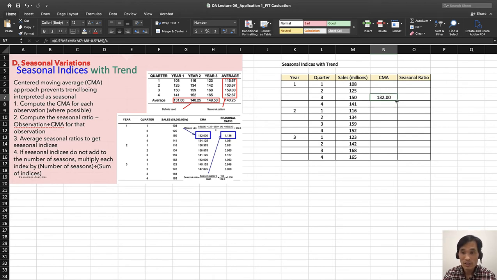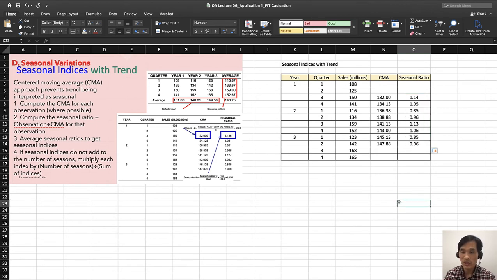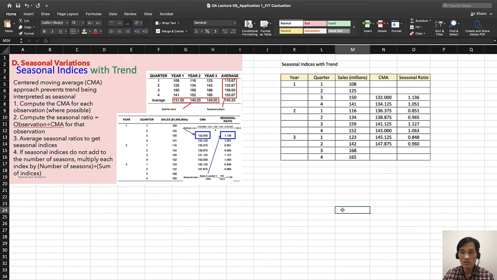You can copy that down, and we can go up to here, 147.88. So that's given. Now you can calculate the seasonal ratio. The seasonal ratio should be 150 divided by 132, and that's 1.14. You can also copy that down, and then you have the seasonal ratio. If you want to increase one more decimal place, you can simply use the adjustment of the decimal place. So now you have the seasonal ratio.